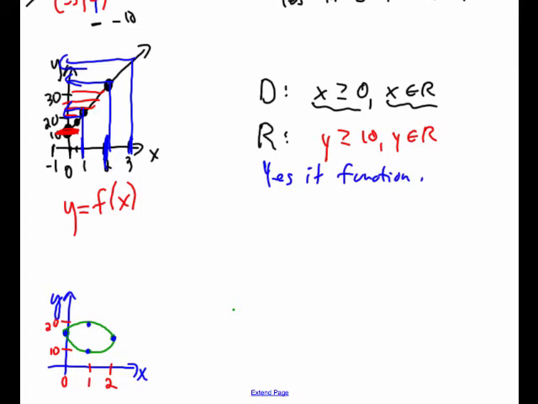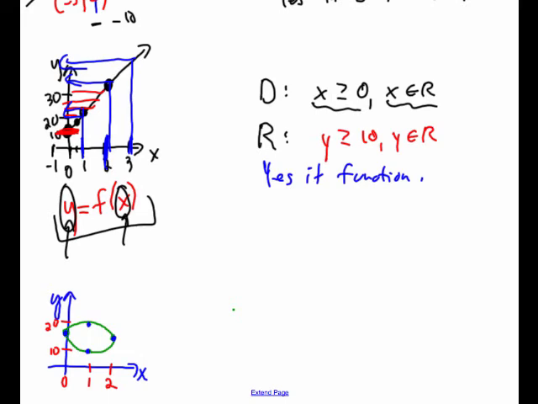And since it's a function, we could use function notation to represent this function. Now what you see over here is y equals f of x. That's just saying that there's a connection between x and y. F is the name of the relationship between it. You're taking x and you're associating it with y.